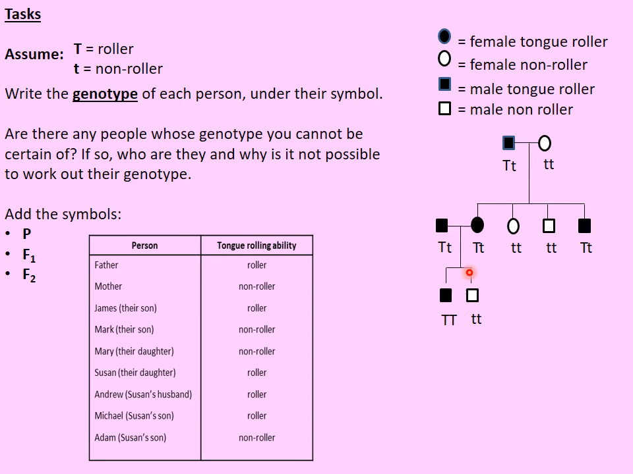But if they got the big T from Andrew, Susan could also have given them a little t, and we wouldn't know that, because if they were heterozygous and had one dominant and one recessive allele, they're still going to display the dominant phenotype. So this individual down here in the corner, Michael, could be either big T, big T, or importantly, big T, little t. We can't say for sure for that individual.